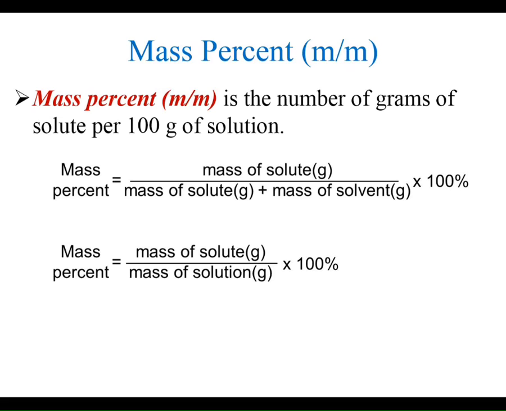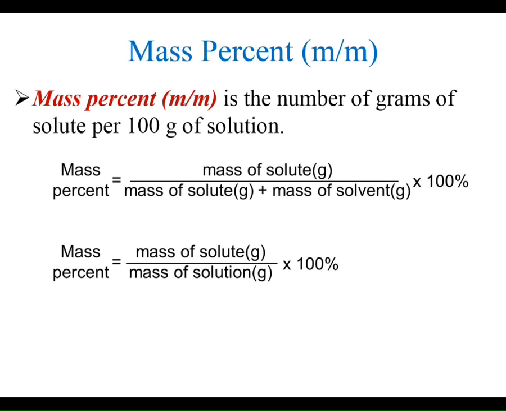Now the only other little thing to keep in the back of your brain is that both units have to be the same or they won't cancel. So if the solute is in grams, the solution has to be in grams. If the solute is in milligrams, the solution has to be in milligrams. If kilograms, then kilograms. As long as they're both the same unit, they're going to cancel, okay?